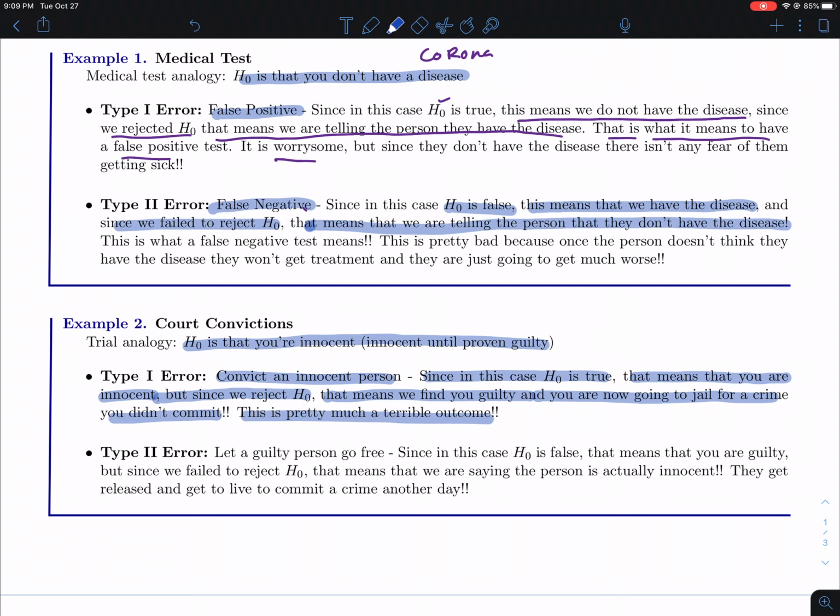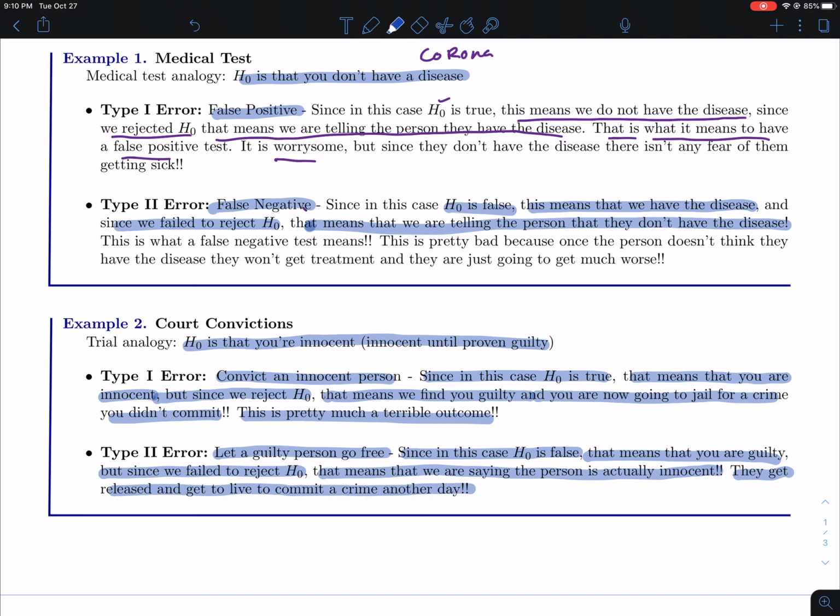So a type 2 error, and this one's not great either, to be honest, but I guess it's not as bad as the one above. In this case, it would be the equivalent of letting a guilty person go free. Remember, for type 2 errors, H naught is false, so that means the person actually committed the crime. But since we failed to reject H naught, we're saying the person is actually innocent, so they get released and get to live to commit another crime another day.